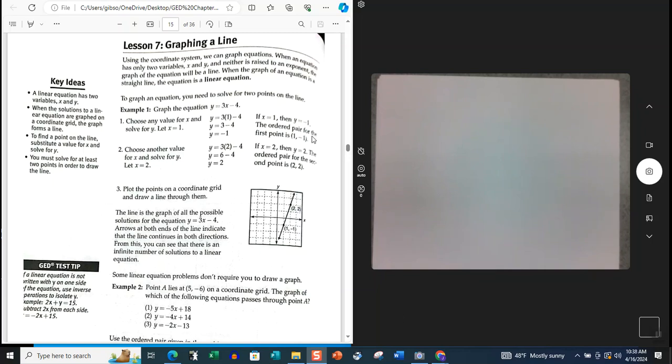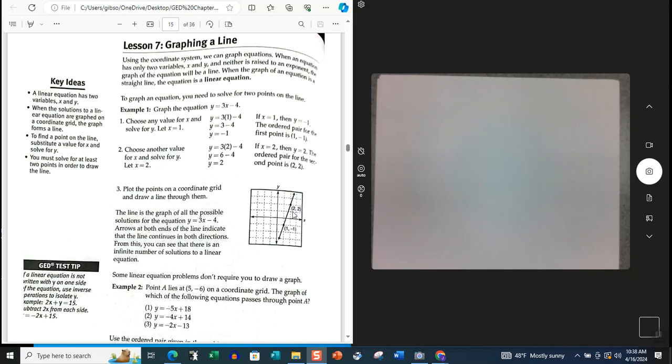Now as you see here, what they did was let x equal 1, and then they also let x equal 2. So what we did here, we substituted 1 for x in this equation and then solved for y. And that gave us the ordered pair 1, negative 1. Then we let x be 2, and we solved for y, and our point is 2, 2.